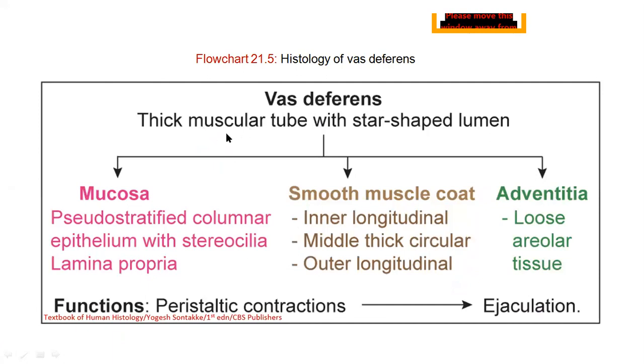So the vas deferens is a thick muscular tube with a star-shaped lumen. Please remember: star-shaped lumen, mucosa with pseudostratified columnar epithelium with stereocilia and lamina propria. Smooth muscle coat: inner longitudinal, middle thick circular, outer longitudinal, then adventitia of loose areolar tissue. The function of the vas deferens is peristaltic contractions, which help in ejaculation. Once we are done with this, we will also do one more part of the male reproductive system.